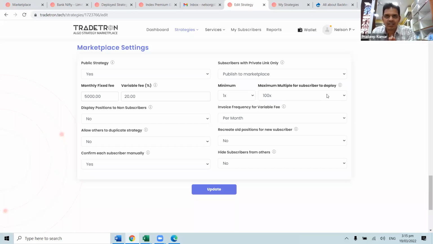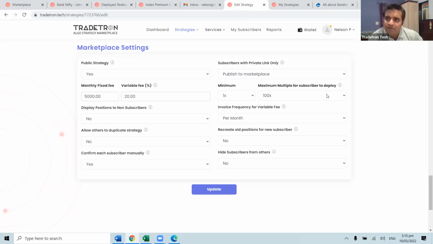Understand, like I have 10 users, all 10 are using a particular strategy. But everyone has, because I know sometimes due to slippages or time difference, each and everyone will have a different profit. Correct. Yes. So will Tradetron take one particular user's profit? No.